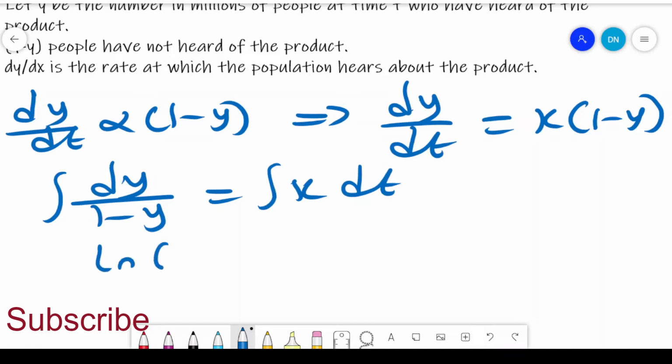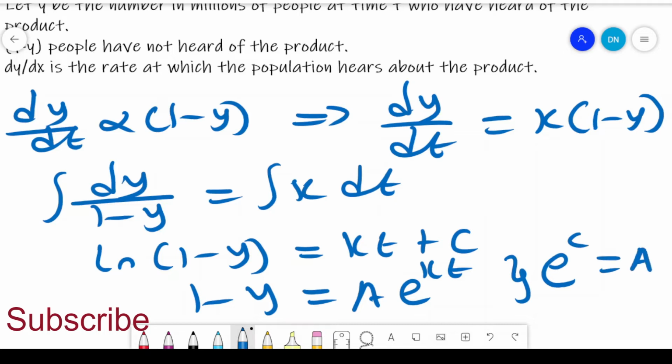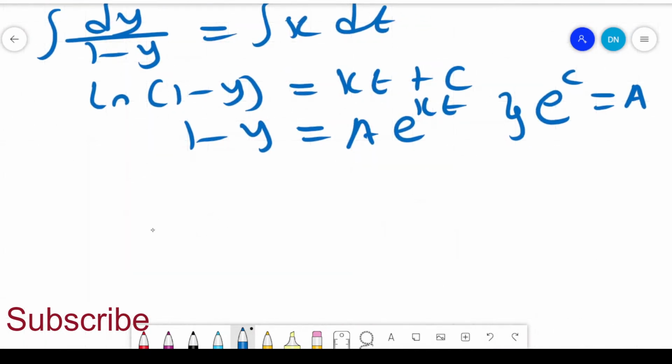So what I have is ln(1 minus y) is equal to kt plus c. So 1 minus y is equal to A e^(kt). Note that e^c, I have said I want it to be equal to A, because that is still a constant. And that gives me an equation that y is equal to 1 minus A e raised to the power kt. That's the first part of the problem.